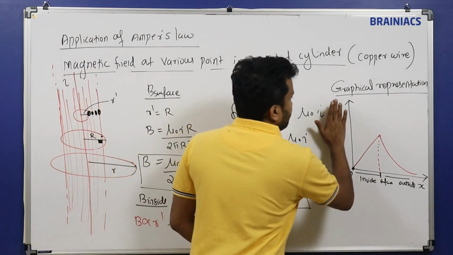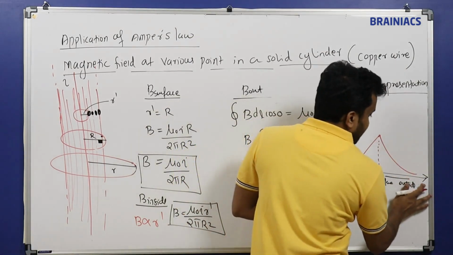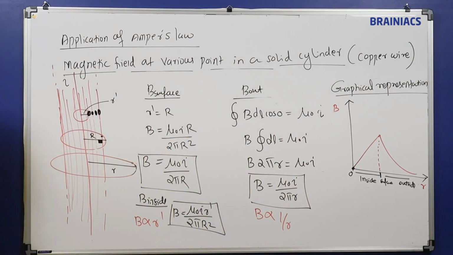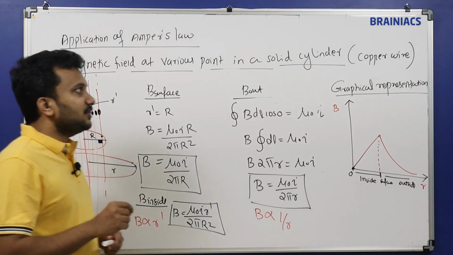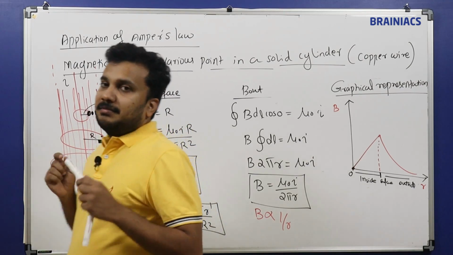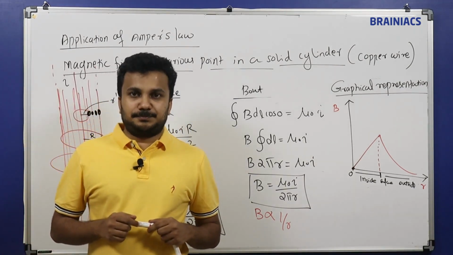Okay. So remember like this one, x and y axis, the y axis representing magnetic field, x axis representing the distance small letter r. So this is a graphical representation of magnetic field at various points in a solid cylinder. Example, a copper wire. It's a solid thick wire. Okay. Hope this concept is clear to you.